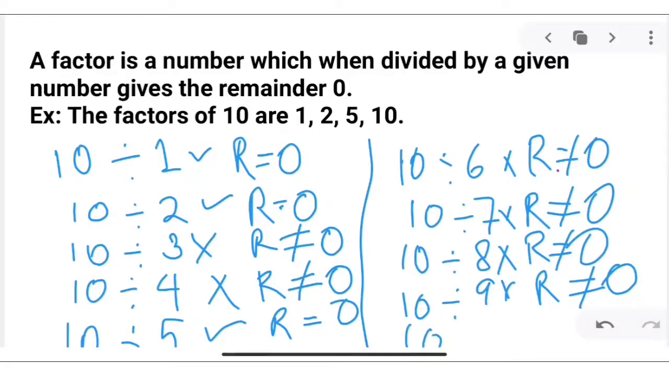And when we divide 10 by 10, the remainder is 0. So that means it is a factor of 10. So I hope the concept of factors is now clear to you.